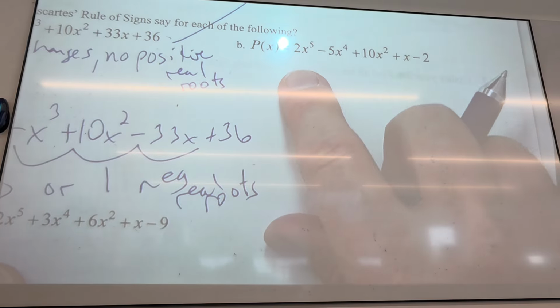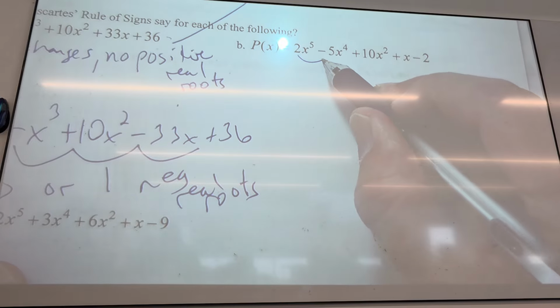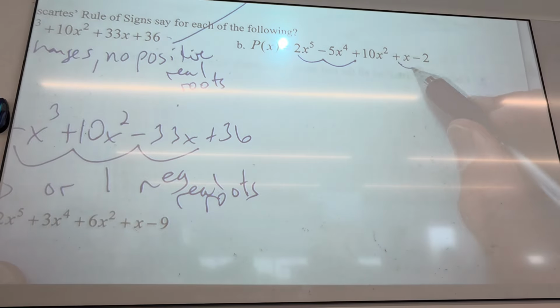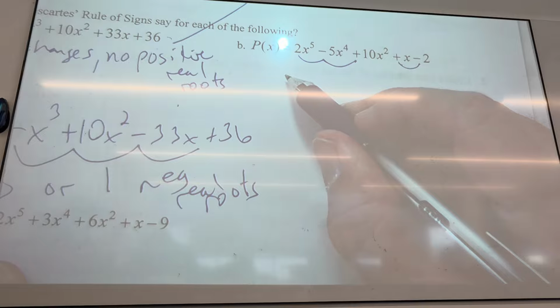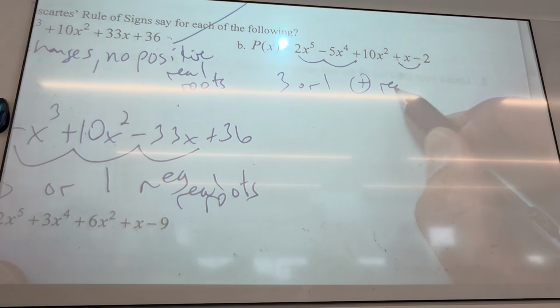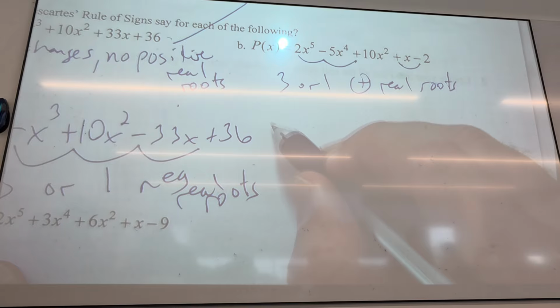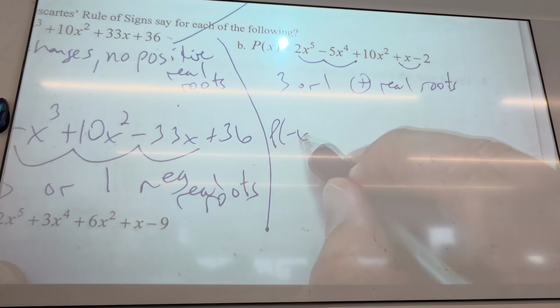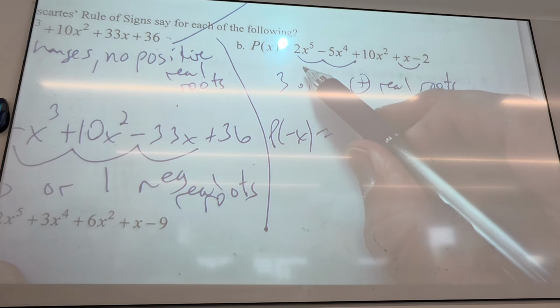What about this one? 1, 2, 3. So what does that say? 3 or 1 positive real roots. And to investigate the negative, I have to plug a negative x in. Is everybody really cool with this?